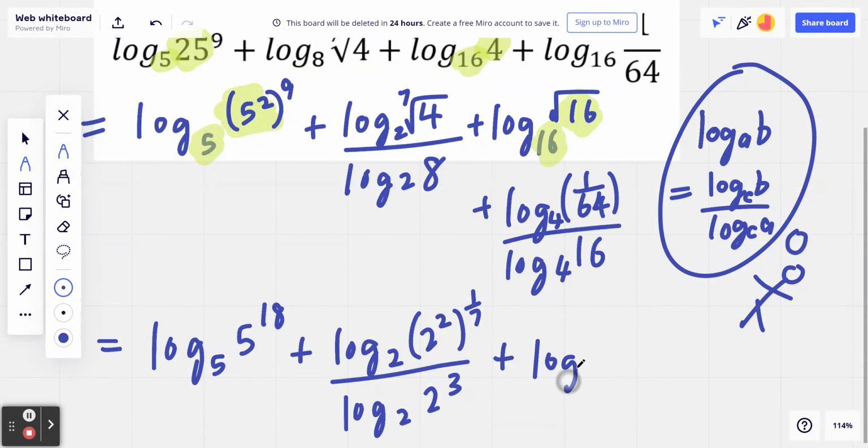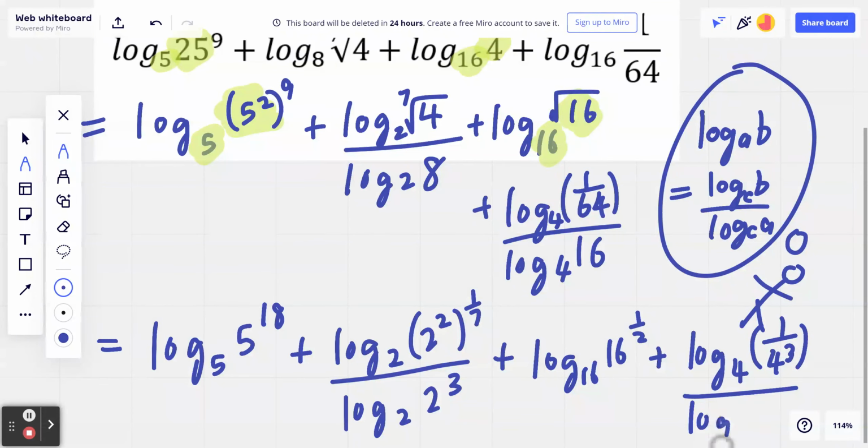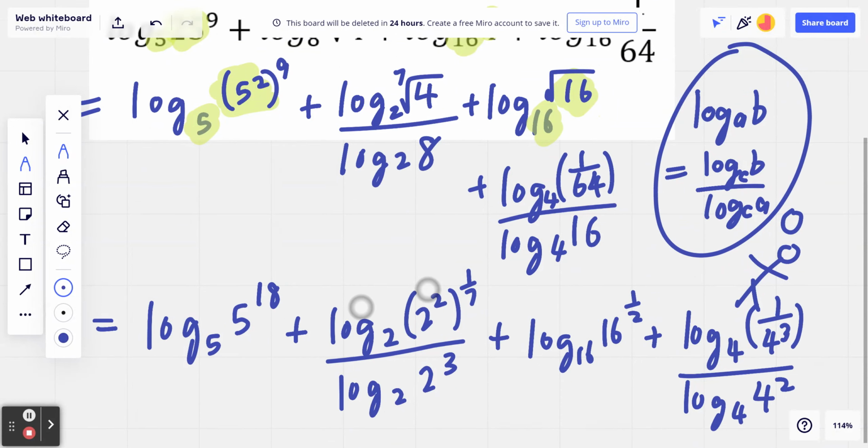Plus, log base 16. When you think about the square root, that's 16 to the power of half. Last but not least, think about 64. 64 is 4 times 4 times 4, so that's really 1 divided by 4 to the power of 3, divided by log of, again, think about 16 as 4 times 4, which is 4 squared.